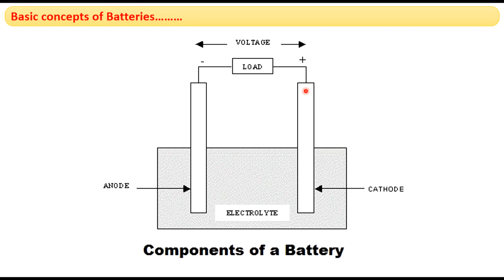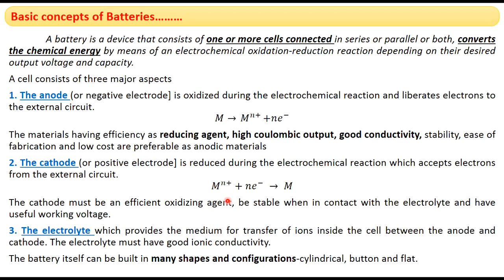So electrons are gained here, and such a chemical reaction is called a redox reaction. And you can see the reaction is Mn plus n electrons gives rise to M. So electrons are consumed here, that is a reduction reaction. So what type of materials can be used as cathode, means materials which have high oxidizing efficiency.